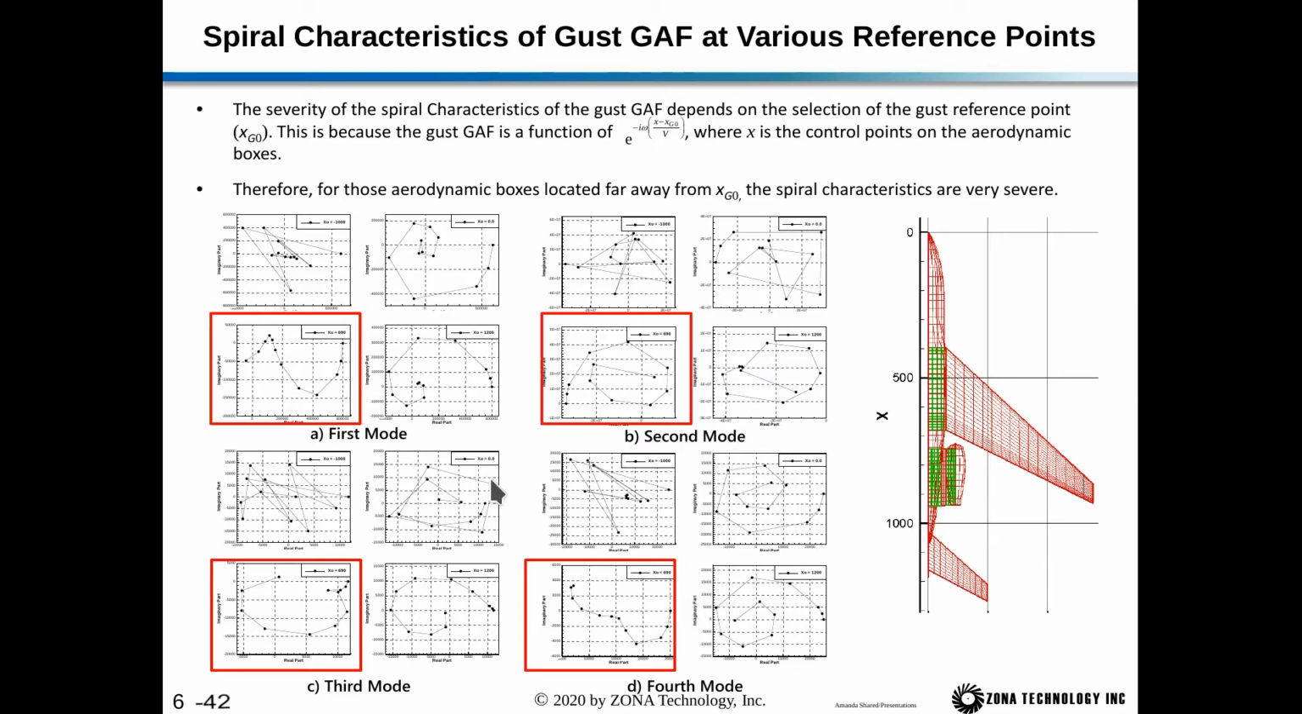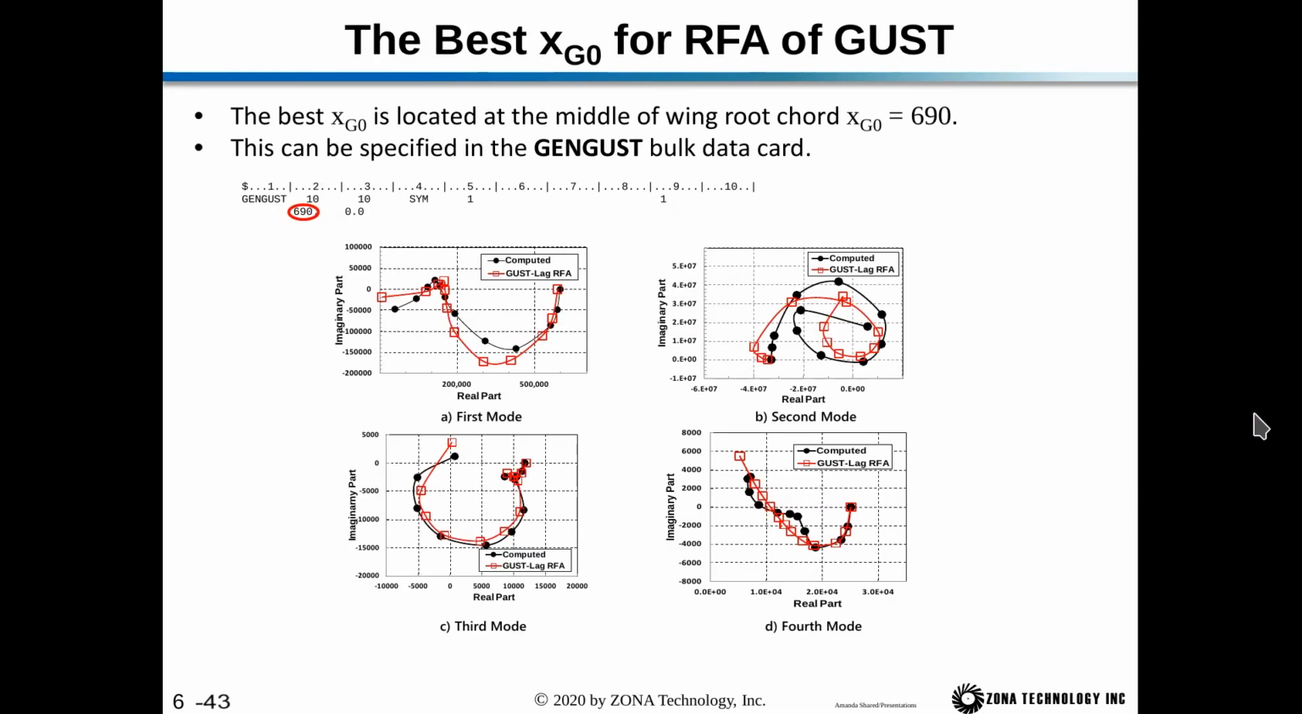So the upshot here is you want xg0 to be near the middle of the wing, so that this x minus xg0 is a small value for a majority of the boxes. So the best xg0 is located at the middle of the wing root chord. So this is specified in the Gust card. So if you look in our input, we have an xg0 of 690. Now if we take a look at the gust lag RFA as compared to the computed, you can see that we have a pretty good fit for each of the modes.